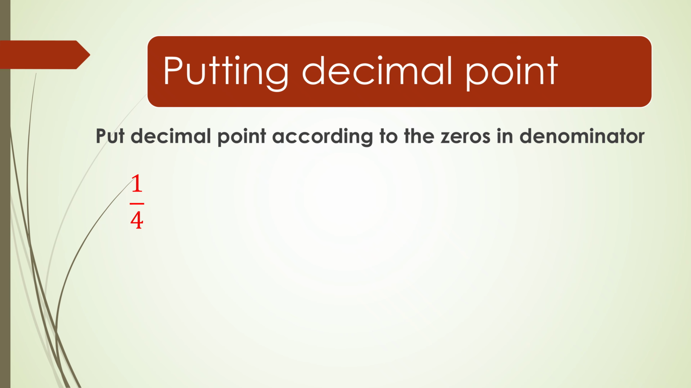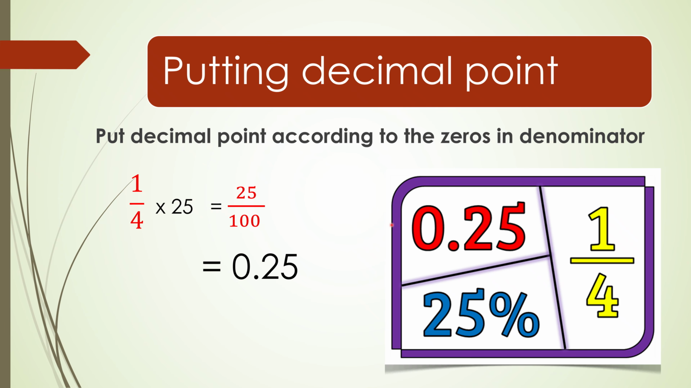Now another example, but this time we have the fraction 1 by 4 and we have 4 in the denominator. And the decimal requires 10, 100 or 1000 and so on in the denominator to put the decimal. And I know that 4 into 25 is 100. So after multiplication of numerator and denominator by 25, I get 25 by 100. Now we have two zeros in the denominator, so we will put the decimal before two decimal places. It means I will put the decimal before 5 and 2, and my answer will be 0.25. Easy?